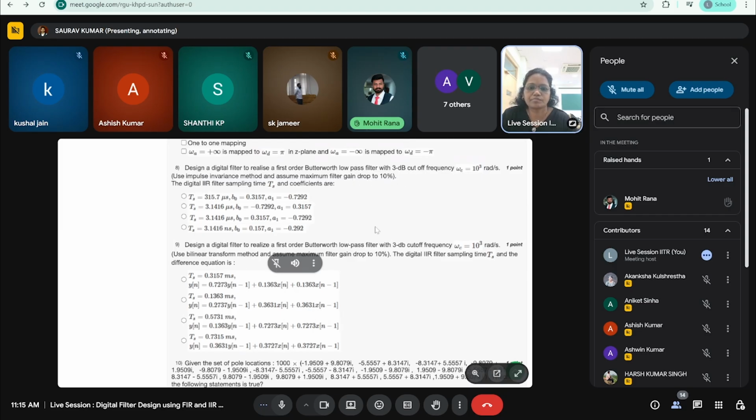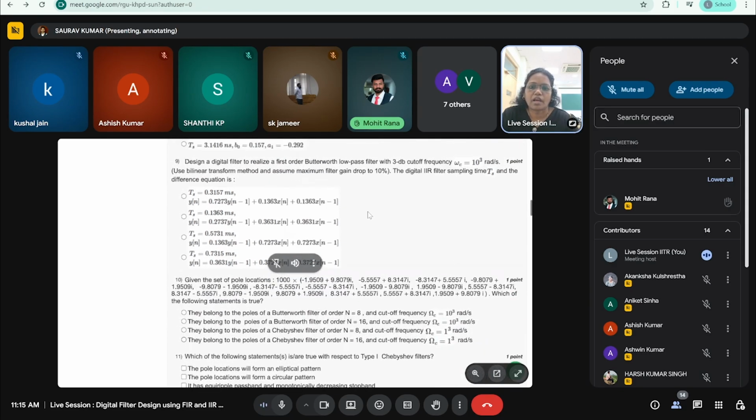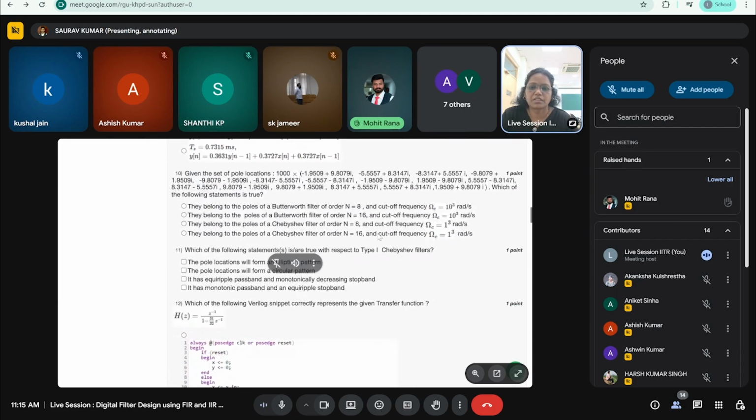Okay. That's about question 8. And question 9 is, for the same question, get the equation of it in the time domain. What is the time domain equation? Which one is correct for the time domain equation? And then question 10, he has given a pole pattern.